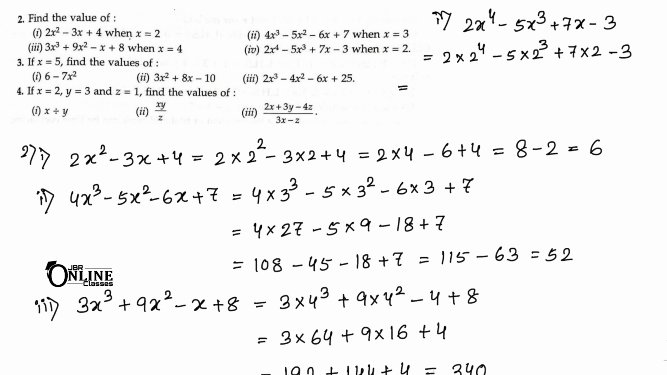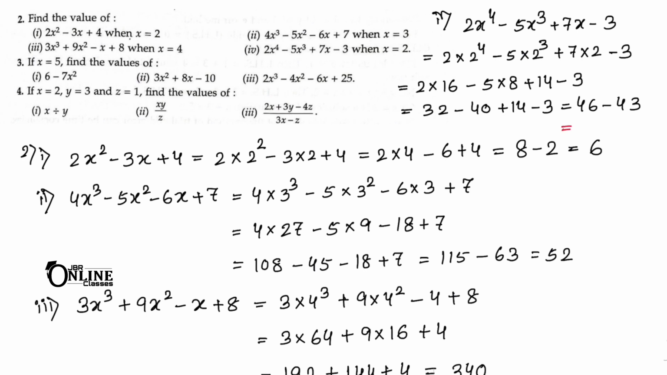So that's 16. Now here 2 into 16, then next 5 into 8, then plus 14 minus 3. So it's 32. Then 40, plus 14 minus 3. Now 32 plus 14 equals 46. And the next one, 40 and 3 will be minus 43. So your final answer will be 46 minus 43, that equals 3 only. So 3 is your final answer.